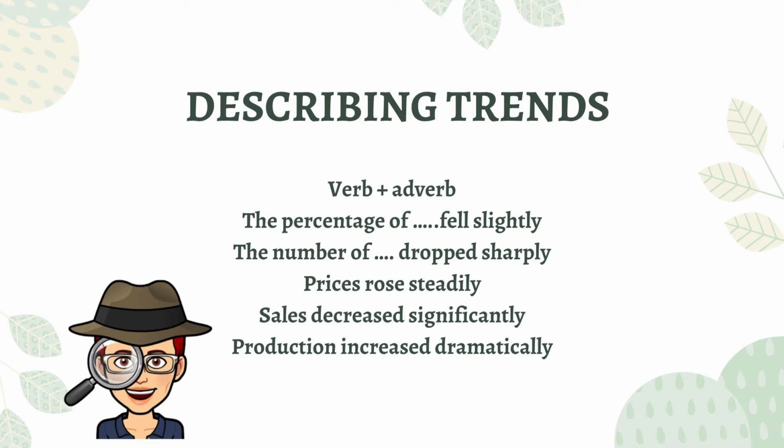The percentage of blah blah fell slightly. The number of blah blah dropped sharply. Prices rose steadily. Sales decreased significantly. Production increased dramatically. Note that most of the time, the tense used is the simple past, but that may vary according to the data presented, so keep your eyes open on the chart, table, or graph you are presented with on the day of the exam.